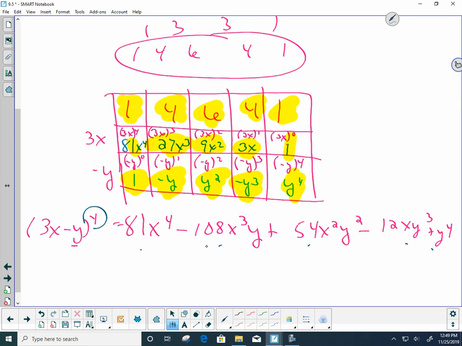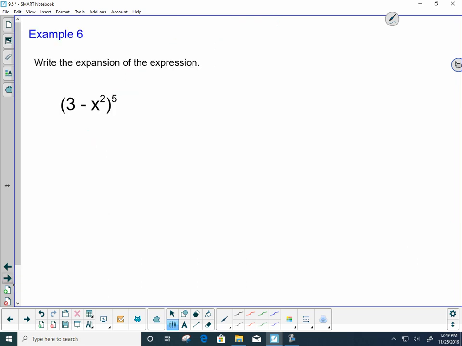So we'll do one more, example 6. Write the expansion of 3 minus x squared, raised to the fifth. You're doing the same thing, except for now your second term is raised to a power, so you're going to have to be careful when you're raising the second term to the second, third, fourth, and fifth powers. Still doing it the same way.